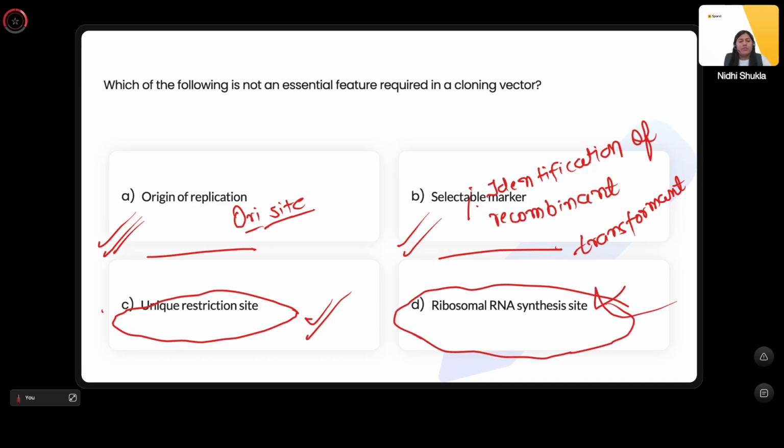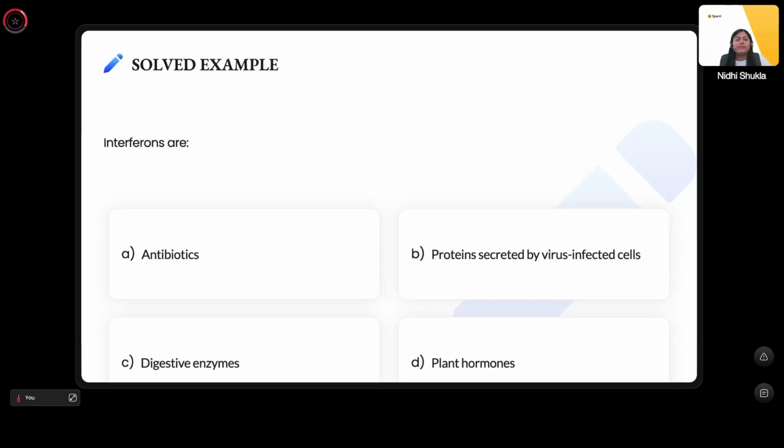We can do without this. We can do very well without this. So your answer is going to be option D. Ribosomal RNA synthesis site is not an essential feature of a cloning vector. Rest all other features, which are origin of replication, selectable marker, and unique restriction site, are non-negotiable and are required in a cloning vector.